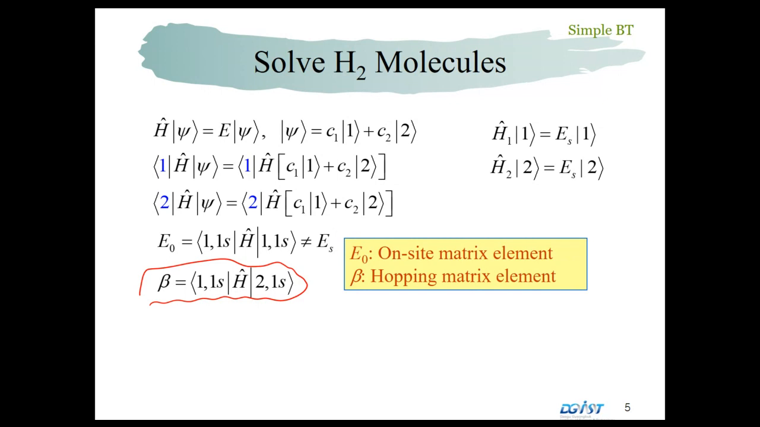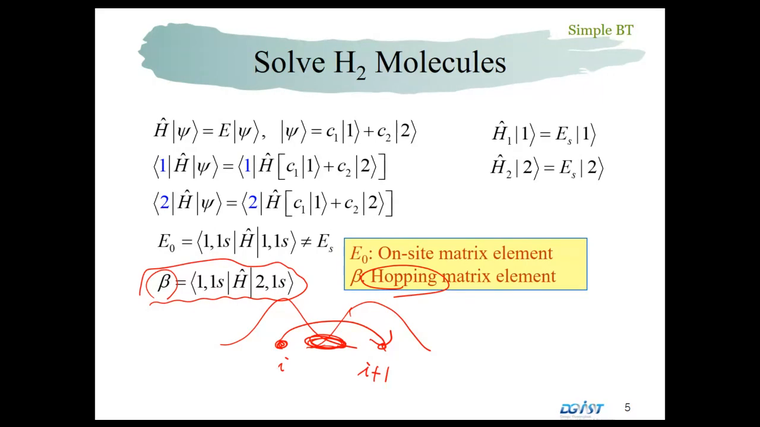This is the definition of the hopping matrix, and that means the overlap of wave functions of atom number 1 and 2. So if we have one wave function here and the other one is here, beta is determined by this overlapping part. So in other words, it means the electron is moving from one side to the other side. It means there's hopping.